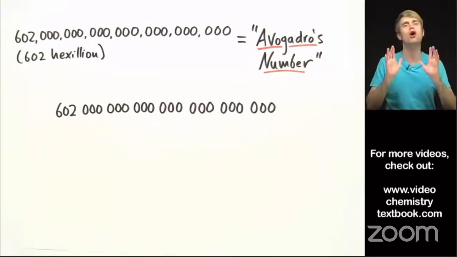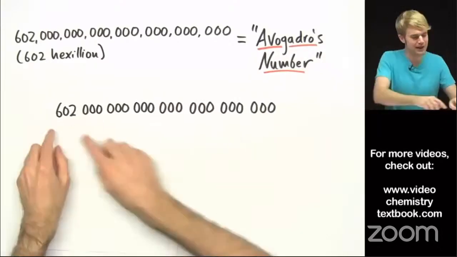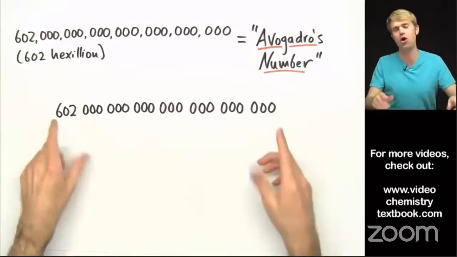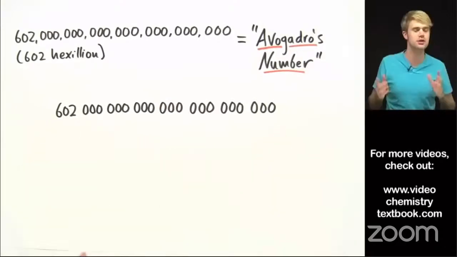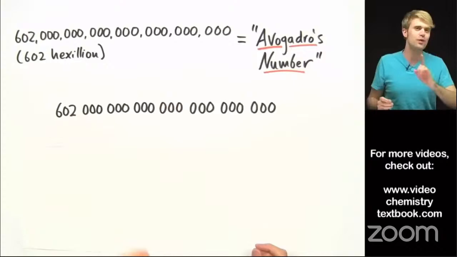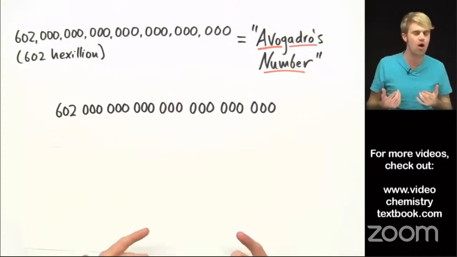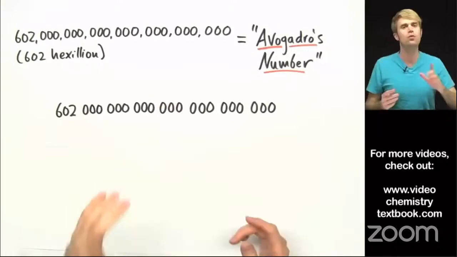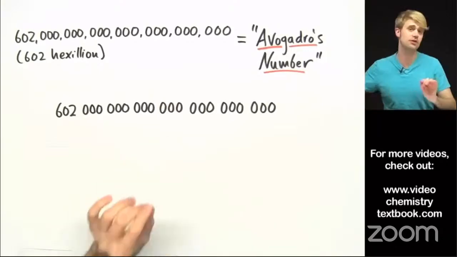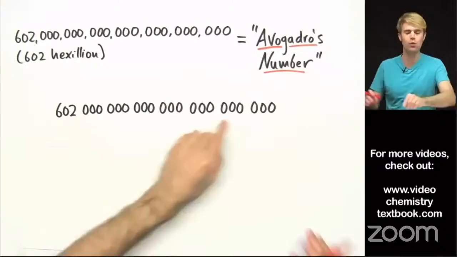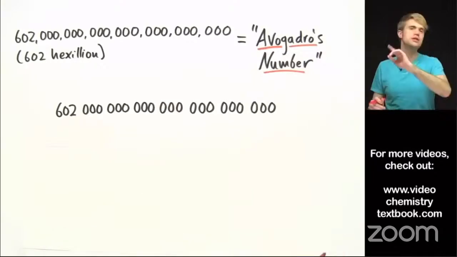It's a total pain. So instead of writing out 602 hexillion with all these zeros every time we want to talk about moles, we tend to abbreviate this number. Now, as you may know, when we abbreviate numbers in math and science, we usually use a technique called scientific notation. And here's how we would abbreviate this number using scientific notation, okay?